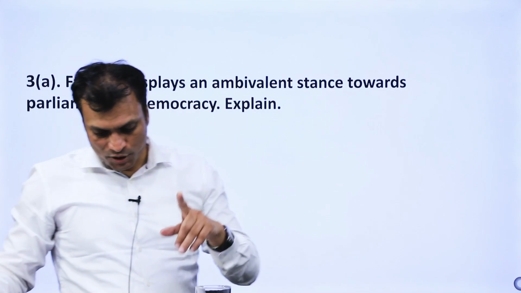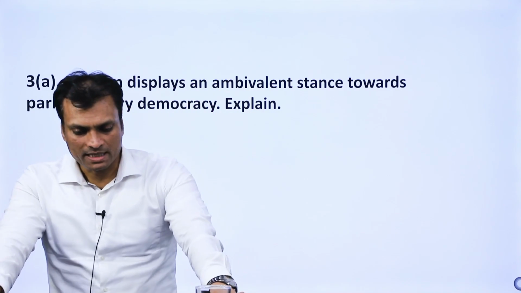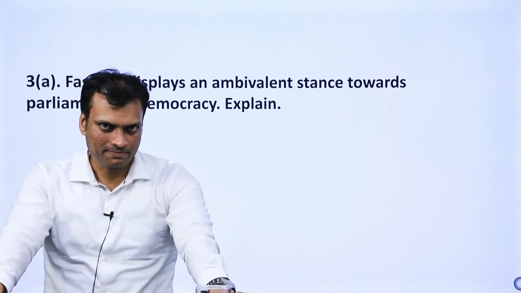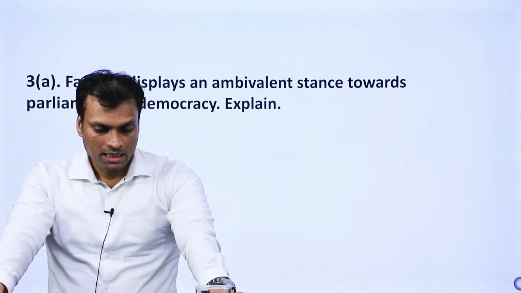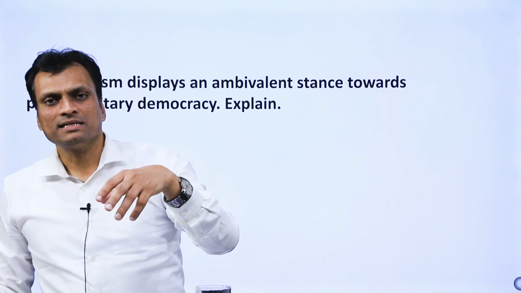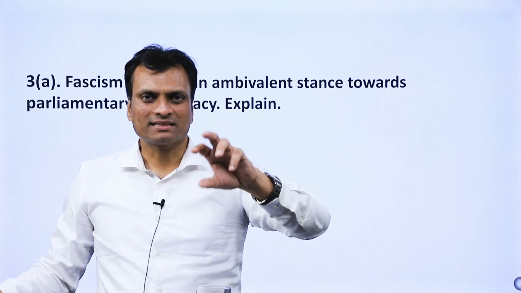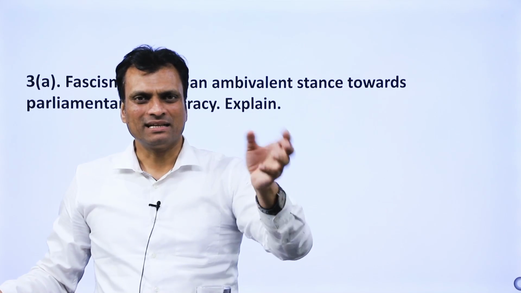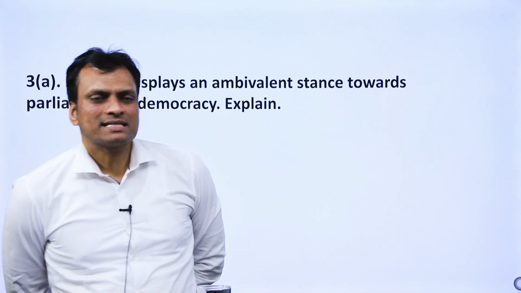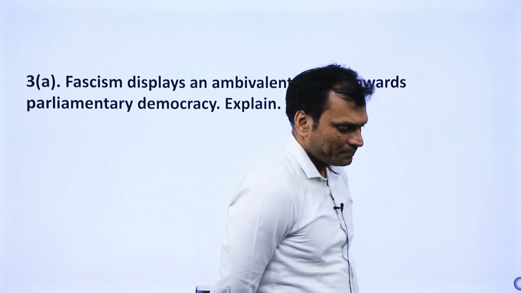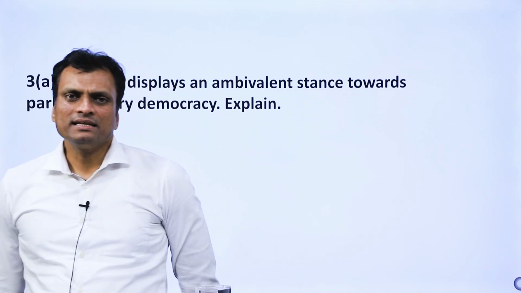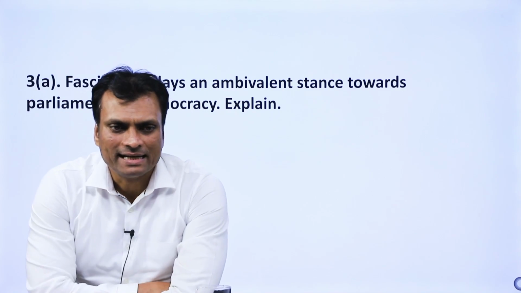Fascism. The question in fascism is, fascism displays an ambivalent stance towards parliamentary democracy. Explain. The question says that fascism has a dilemma towards parliamentary democracy, whether to accept it or not. So explain why fascism has confusion related to the parliamentary democracy.